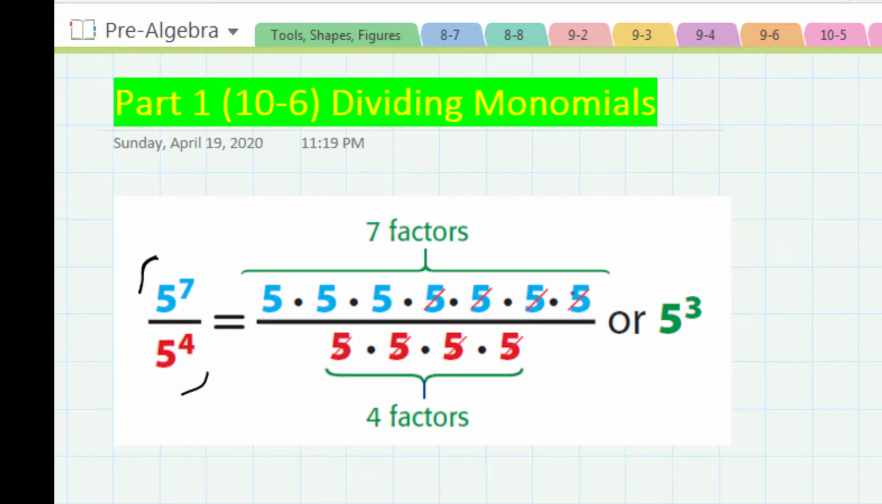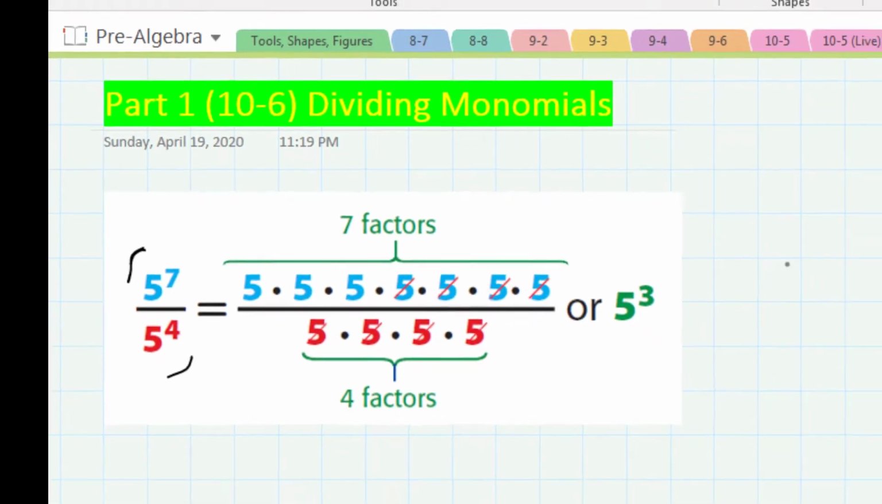That means that you can cancel however many 5s you have on the bottom and the top. If you have 4 on the bottom, you can cancel 4 on the top, an even number in both places. So we cancel out all 4 5s from the bottom and all 4 5s from the top. And what are we left with? We're left with 5 multiplied together 3 times, or 5 to the 3rd.